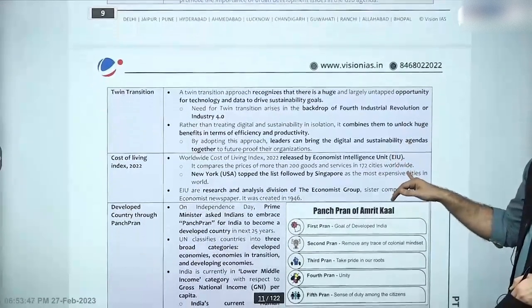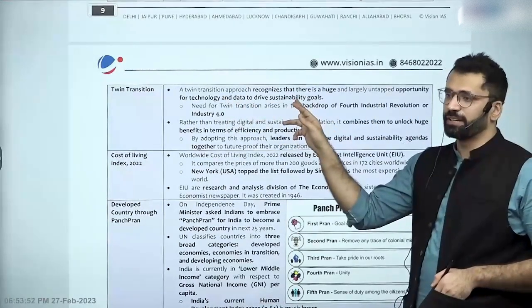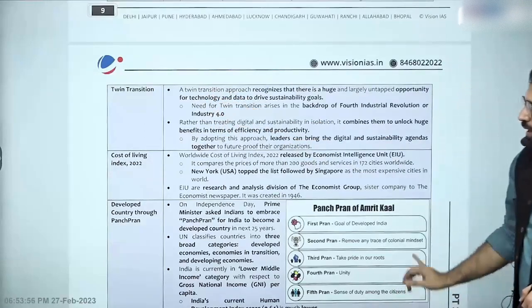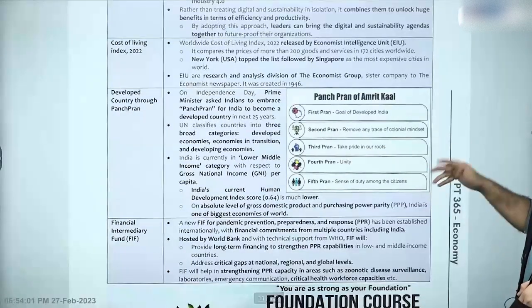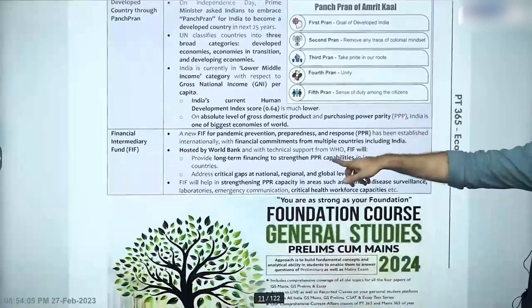Fourth Industrial Revolution. So there are two things, technology and sustainability. To counter both, we have twin transition. Panch Pran of Amrit Kal. You never know what questions can come. This is important. I like this.